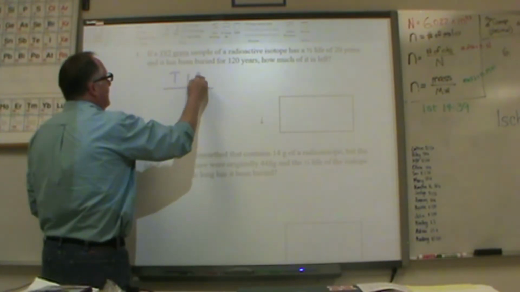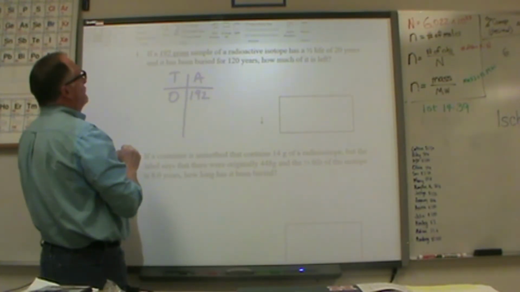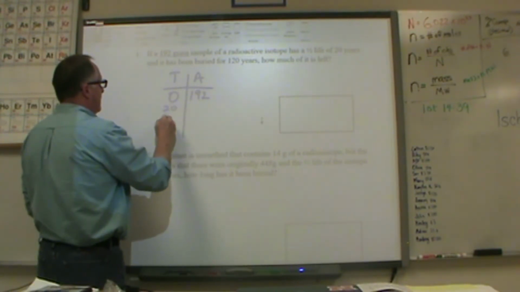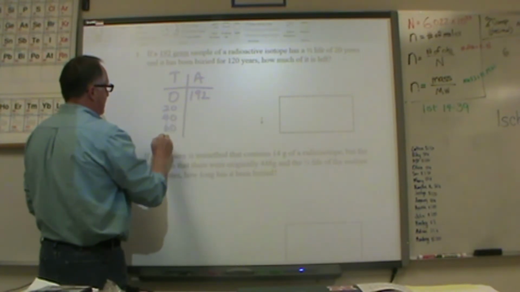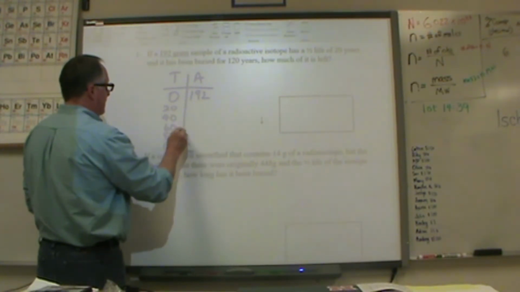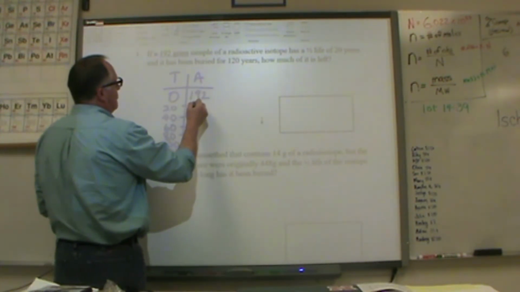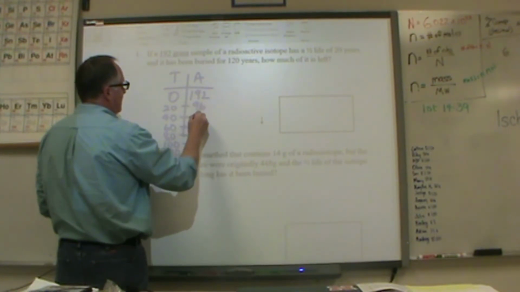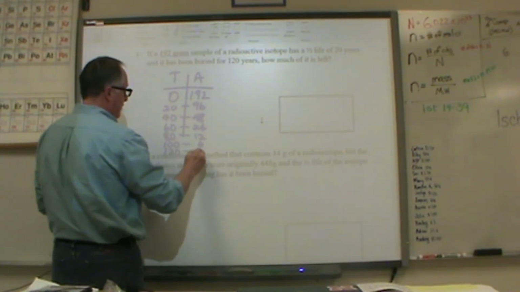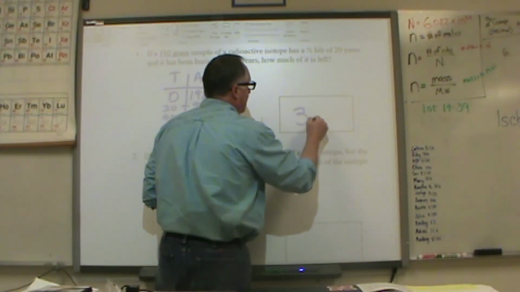My time, amount, 0, 192, half-life of 20 years, buried for 120, so I have to write these fairly small. 20, 40, 60, 80, 100, 120. We're really going to need these lines. And going down, I get to divide them by 2: 96, 48, 24, 12, 6, 3. My answer, and this was grams, so my answer will be 3 grams.